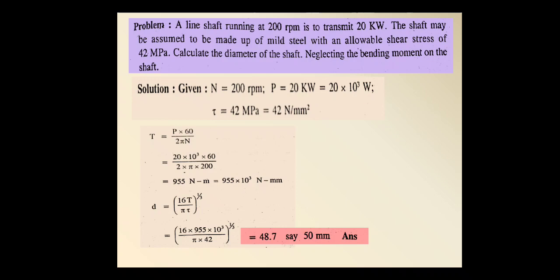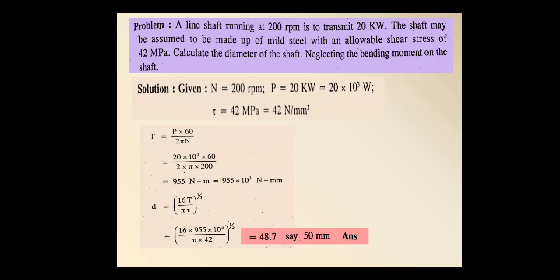So one condition he has told: neglecting the bending moment on the shaft. So he told that we neglect the bending moment of the shaft. Okay, so with the help of this data, we need to find the diameter of the shaft. First, we have to use the power P formula, with the help of which we are going to calculate the torque. So what is the power P formula?